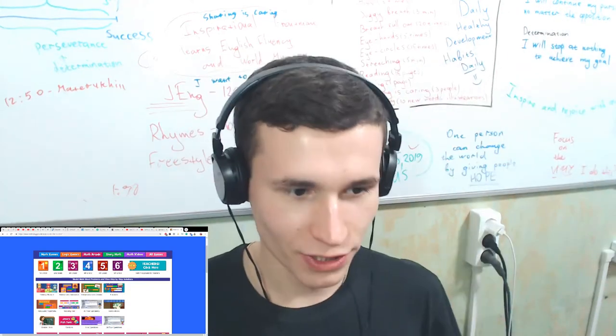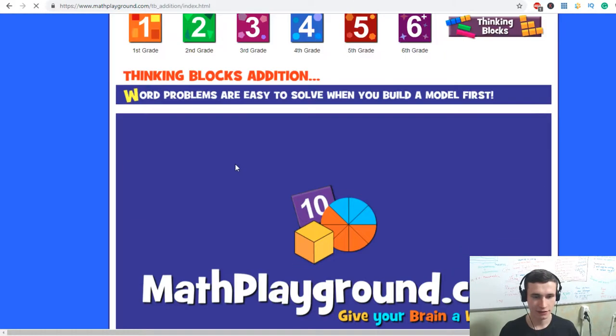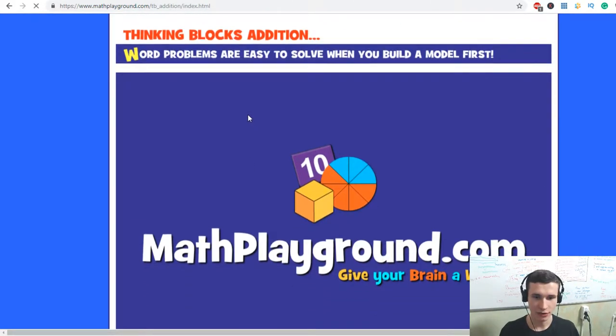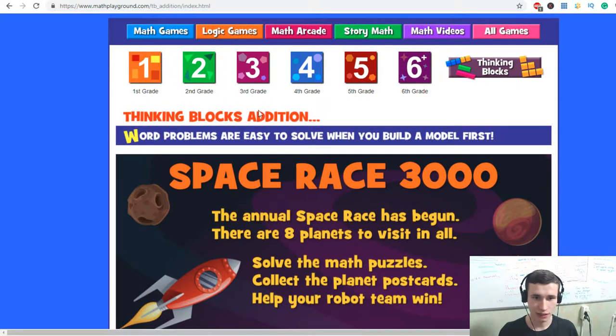Hello guys, one more step in our process of gaming to learn our math class for addition and subtraction. Let's do this. Okay, this will be our give-your-brain-a-workout game. Thinking Blocks Addition. Thinking Blocks Addition.